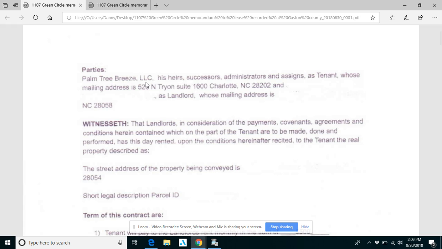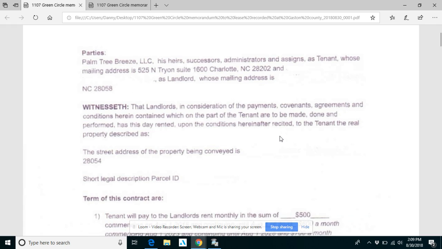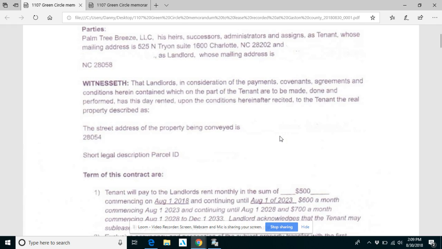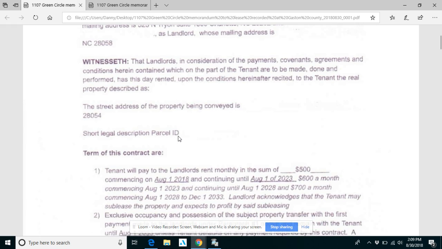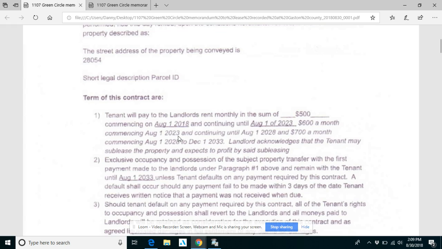Palm Breeze LLC. That's me. That's the office address. I just whited out the other address, to protect everybody's privacy here. So that's it. So the landlord, for this amount of payment, rents this property. So here are the terms.